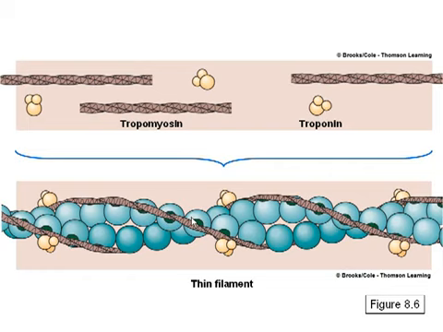What do you think is going to happen to the muscle when that's in place? Is it going to contract or relax? It has to relax. The actin and the myosin can't bind, so they can't contract. That's the tropomyosin. This is the tricky part.